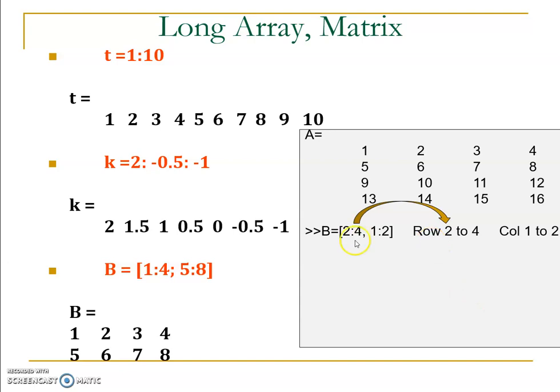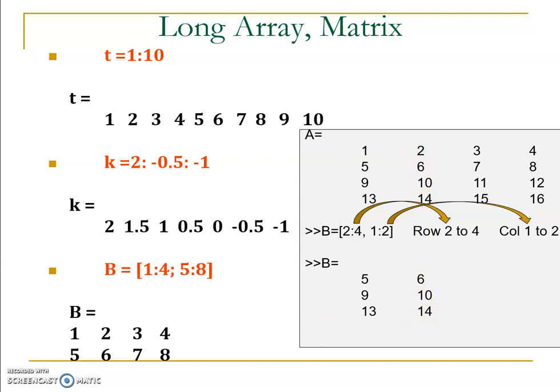So what does this mean? This means create a new matrix from the original matrix where the row has to be from 2 to 4 and the column has to be from 1 to 2. Thus, what we get is from row 2 to row 4, that is 5, 9, 13, and the columns are the first column and the second column, and so we have 6, 10 and 14 too.